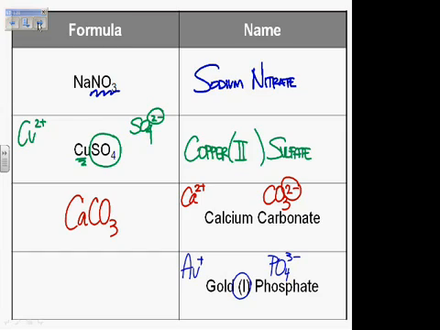If phosphate is -3 and gold is +1, we will need 3 golds together in order to balance out this ionic compound and make it neutral, because together those would be 3+. So our compound is gold. We want 3 of those, and phosphates, we want 1 of those. Gold 1 phosphate looks just like that.